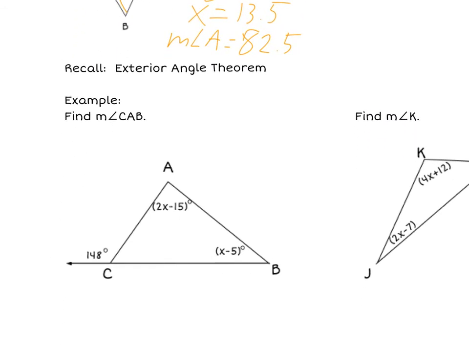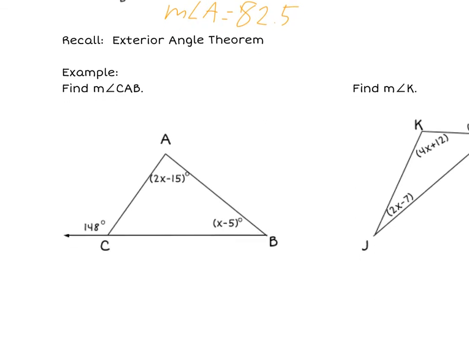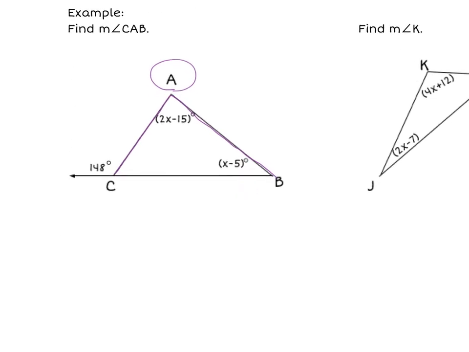We also previously talked about the exterior angle theorem, the idea that given an exterior angle, it is equal to the sum of the other two angles. So in this one, we want to find the measurement of CAB. So we're looking for the measurement of angle A. Our exterior angle theorem tells us that we can set our 2x minus 15 plus our x minus 5 equal to the exterior angle of 148.